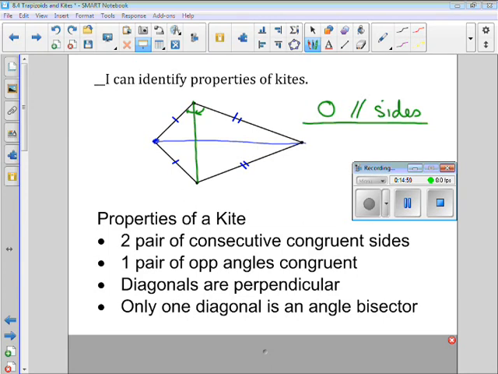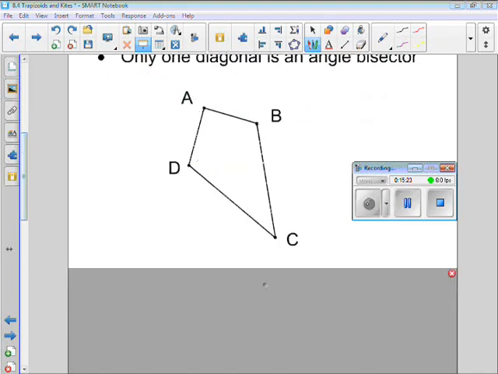So the diagonal that bisects the angles is the one that starts and ends between the two congruent sides. Okay? So you need to be able to identify that. So the two congruent sides point to the angle that gets bisected by the diagonal. I know that seems like complicated stuff, so just put me in reverse if you need to and go back and look at that. Otherwise, we're moving.